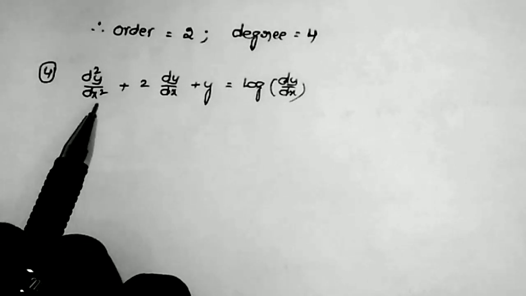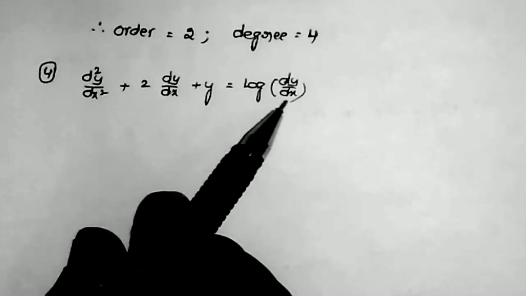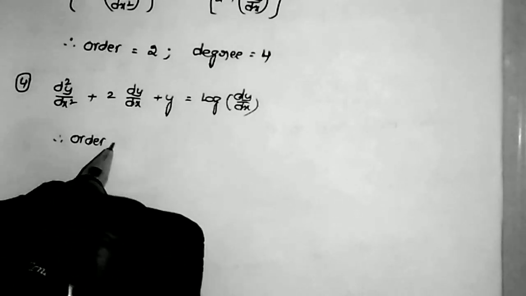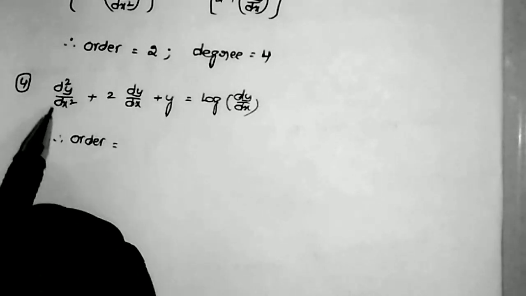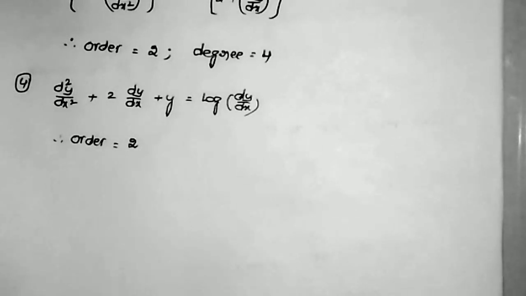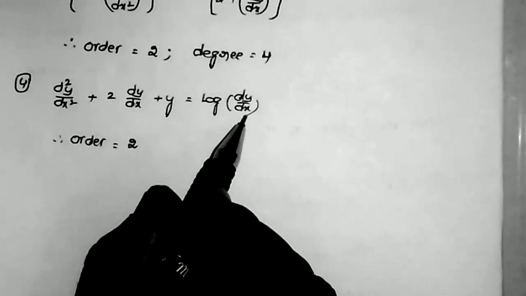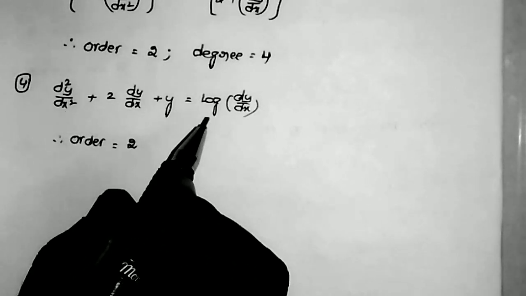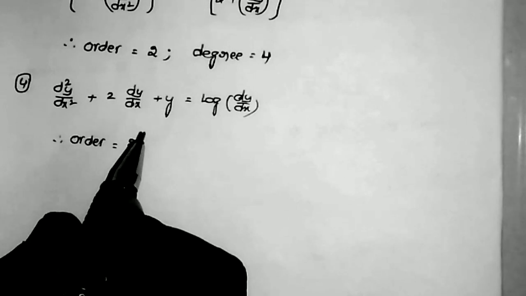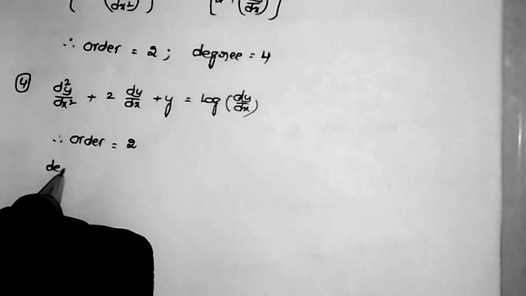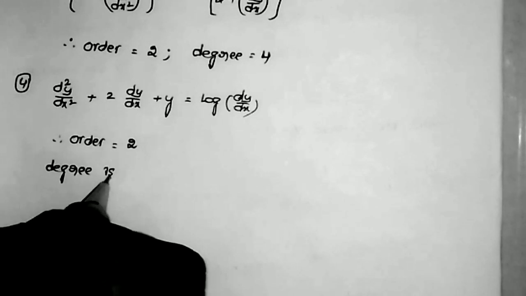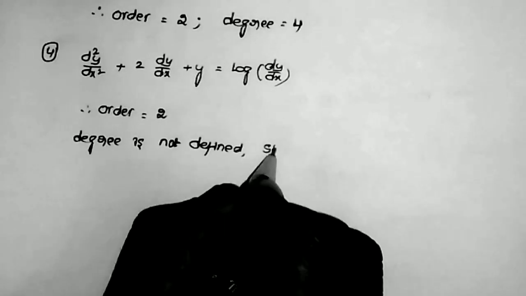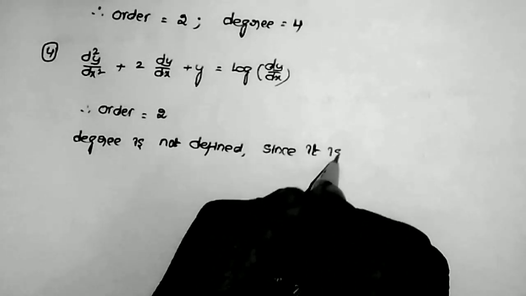Next problem, d²y/dx² plus 2 into dy/dx plus 5 is equal to log of dy/dx. Now here, order is equal to, in this equation what is the highest derivative, d²y/dx², that is equal to 2. But see here, this is not a polynomial equation, since here we get the term log of dy/dx. So since this is not a polynomial equation we can't tell the degree of this differential equation, that is, the degree of the differential equation is not defined, since it is not a polynomial equation in dy/dx.